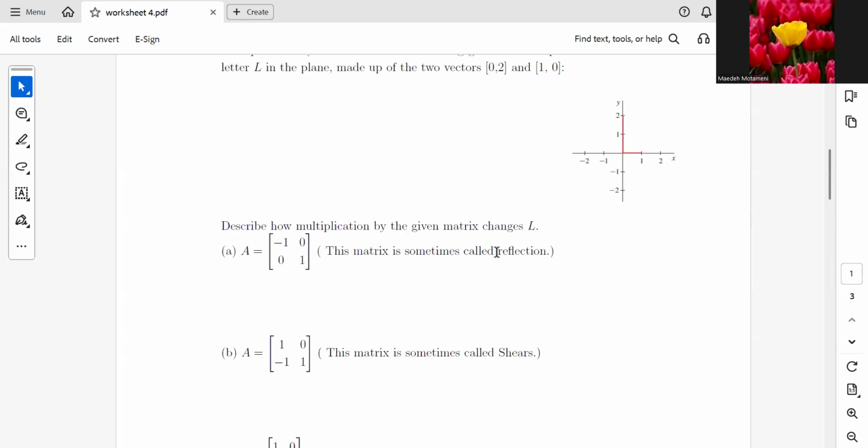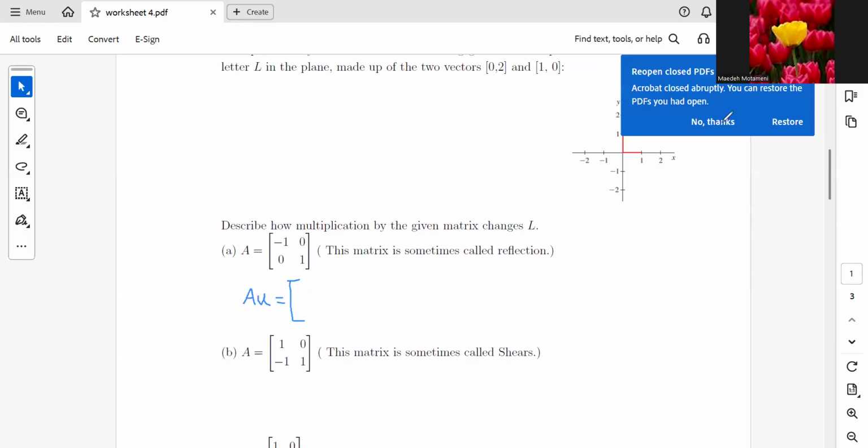For the first one, as you see here, A is negative 1, 0, 0, and 1. And if we want to find the effect of this, we would multiply it by u. So we can pick that here as negative 1, 0, 0, 1 for matrix A times the first vector as 0, 2, because otherwise it cannot be multiplied. So it will be 0 and 2. So it seems that nothing changes here.